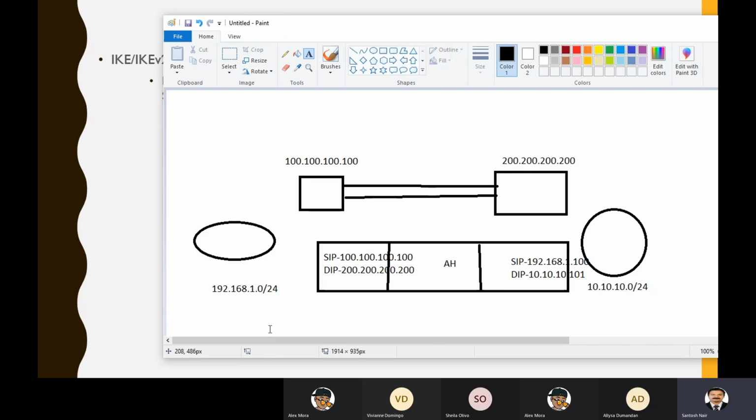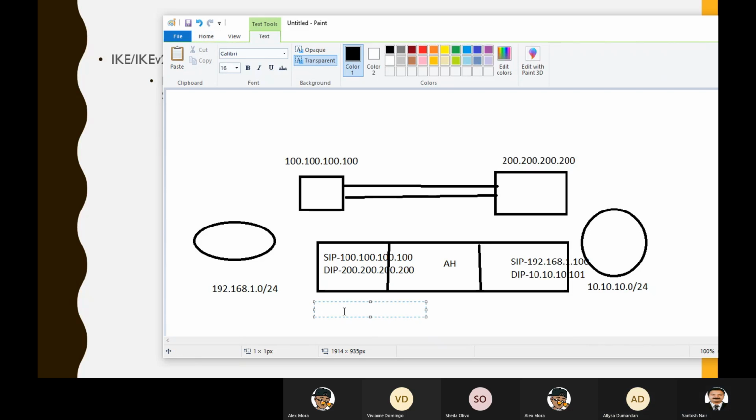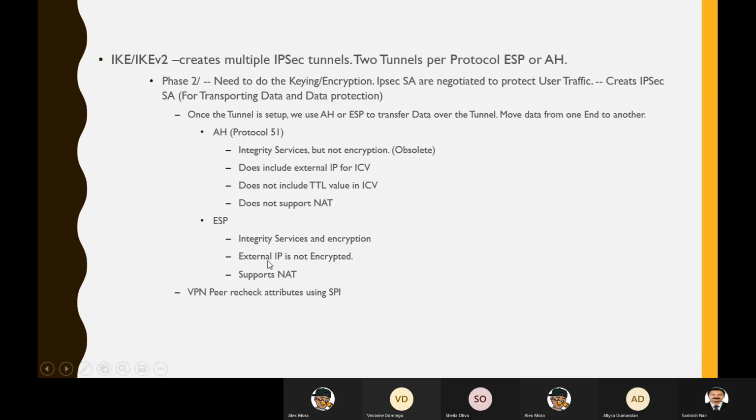Once we come to ESP, the same thing happens. The source IP address is same and destination IP address is same. But what it does is, the external IP is not encrypted. So external IP address is not encrypted in ESP, and it supports NAT.